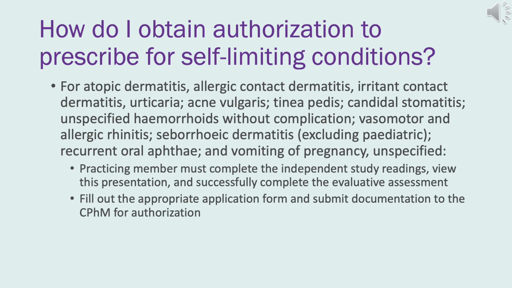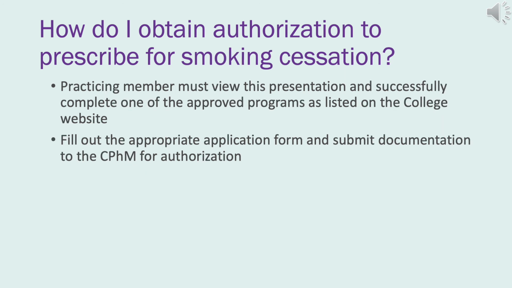To prescribe for the conditions listed in Schedule 3, you must complete this presentation in addition to the independent study readings and evaluation. Once you have successfully completed the Self-Limiting Conditions Independent Study Program for Manitoba Pharmacists and receive your statement of participation, fill out the appropriate application form and submit documentation to the college to receive authorization. To prescribe for smoking cessation, pharmacists must complete an approved smoking cessation training program and view this presentation. Then, they must fill out the appropriate application form to submit to the college for authorization.